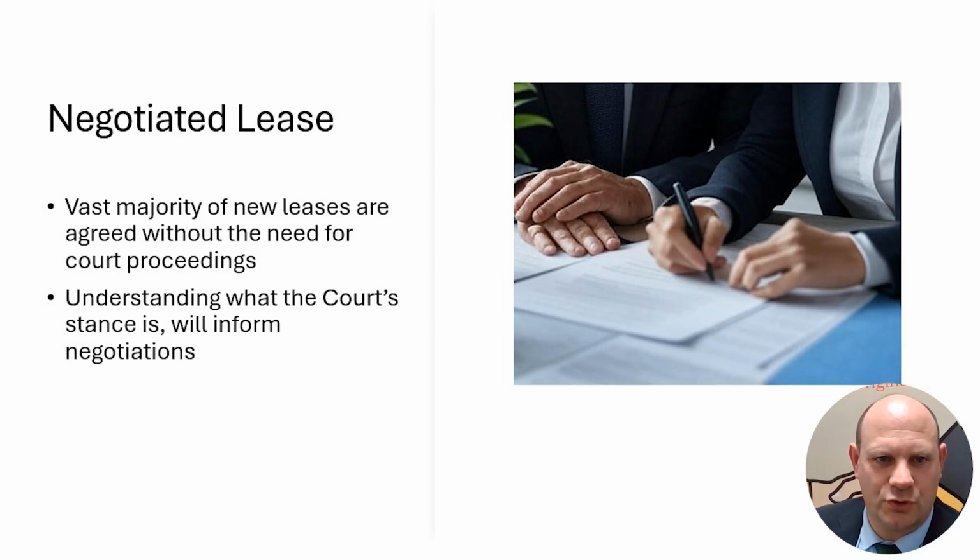If a landlord knows the court would likely set the rent at £50,000 per annum, there's little point in insisting on £75,000 in negotiations, and the tenant will simply let the matter go to court. And similarly, if the tenant knows the court would likely set the rent at £50,000, there is little point offering £35,000. The landlord will simply let the matter go to court as well.